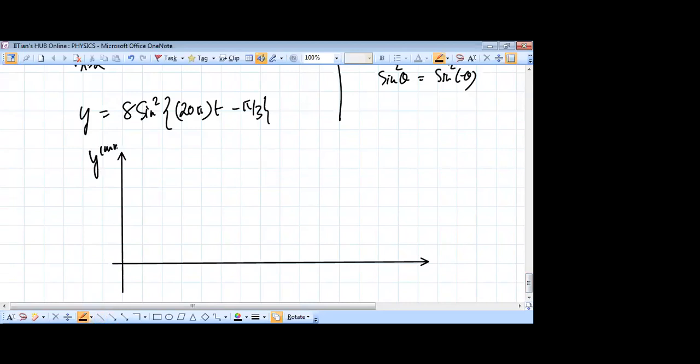So y in millimeters versus time in seconds. You see at t equal to 0, its value is sine square of minus pi by 3. So that is sine square pi by 3, or root 3 by 2 whole square, into 8, which is 3/4 of 8. So it's 6, something like that. 3/4 is, let's say, something like this. The graph is going to go something like this.